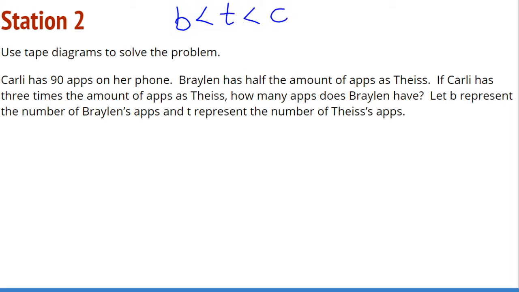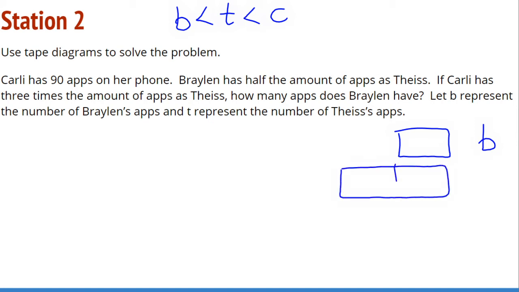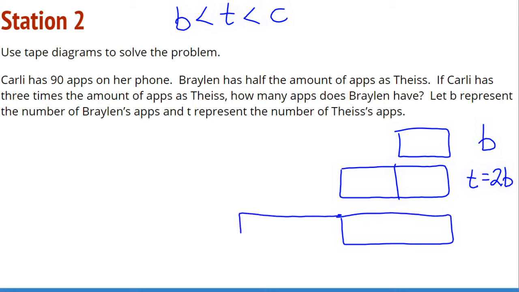So Braylon is going to be my first building block. And Braylon is half of Theus, so I need to double that up here. So I've got Theus, which is equal to double of Braylon. Carly has 3 times what Theus does. So everything Theus has, but we're going to triple it. So I need, wow, 1, 2, 3.